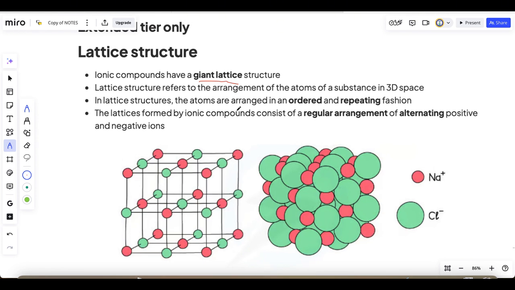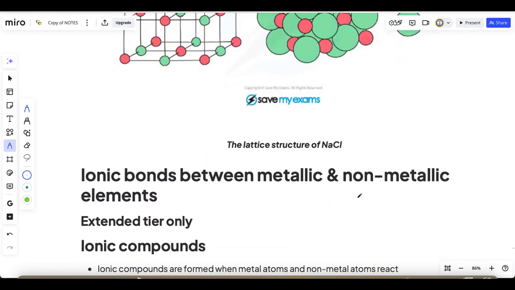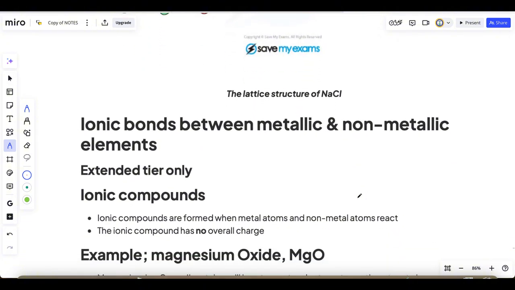The lattice structure refers to the arrangement of the atoms of a substance in a 3D form like this. So this is how it is formed. If you want to show it in 3D, you show it like this, or like this, and you will get the marks in the exam. Now the lattice formed by ionic compounds consists of a regular arrangement of alternating positive and negative ions, as shown in sodium and chlorine. Okay, ionic bond between metallic and non-metallic elements.